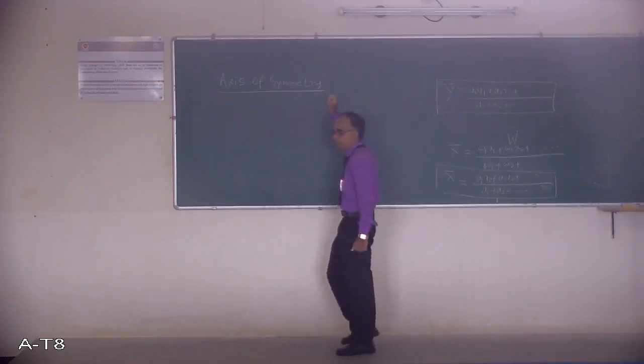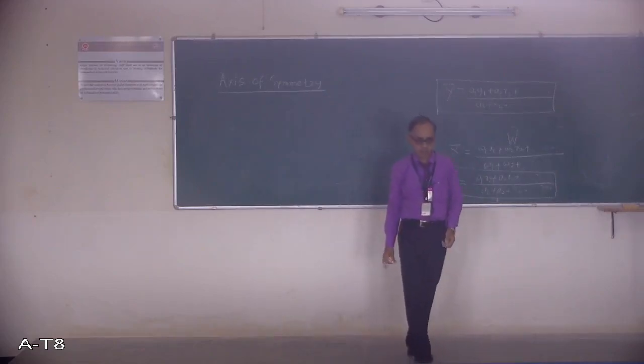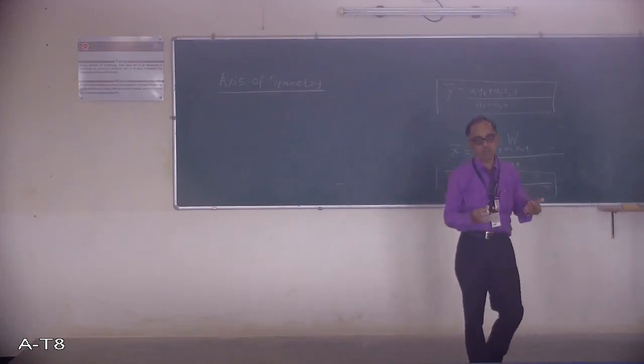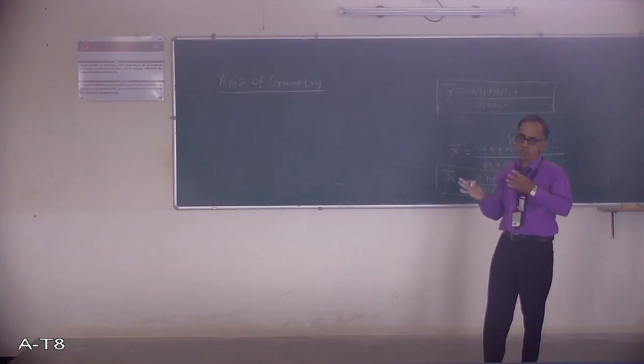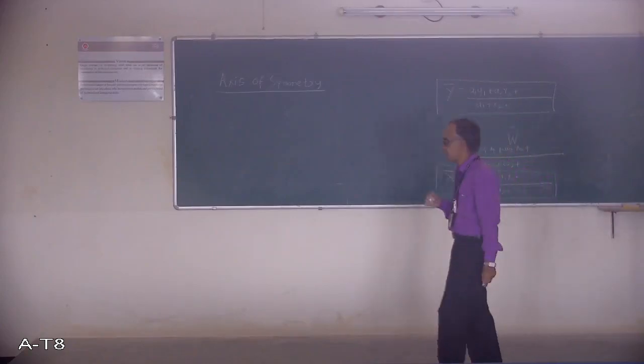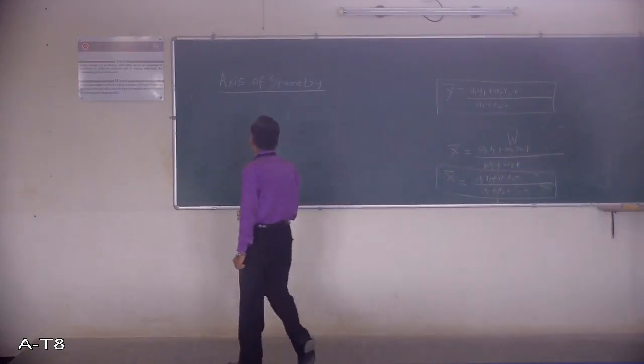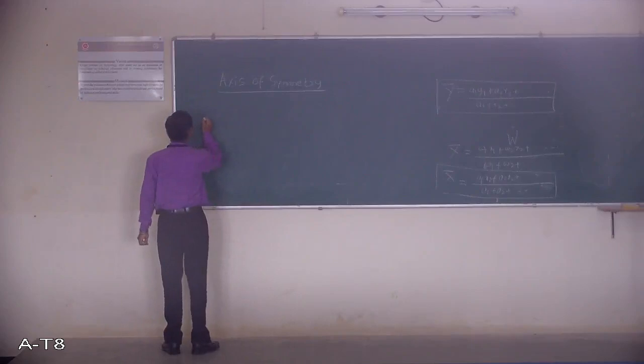Axis of symmetry. So far, whatever discussion I have done is the centroid of a flat plate, and now we come to another important topic, because this also plays a very important role when I discuss the problems of centroid. Now, what is the meaning of symmetry? I will draw some figures here, and from those figures I will make clear what is the meaning of axial symmetry.